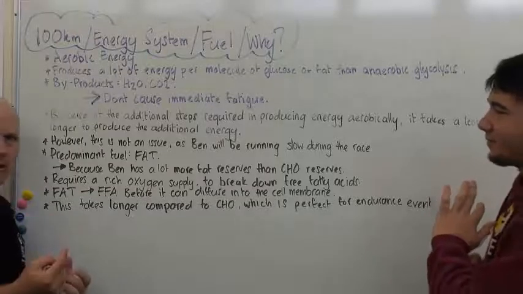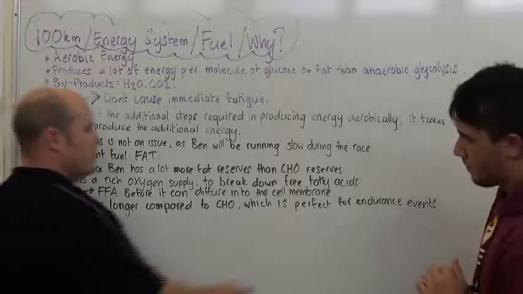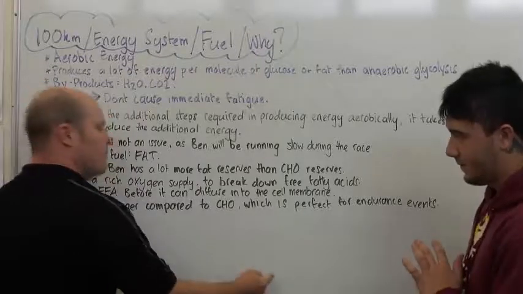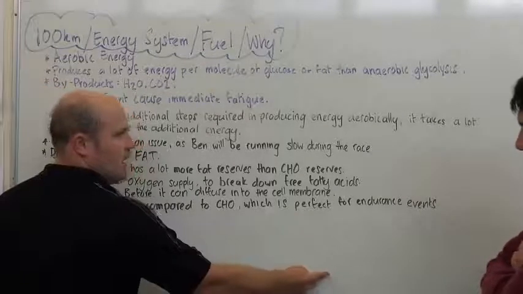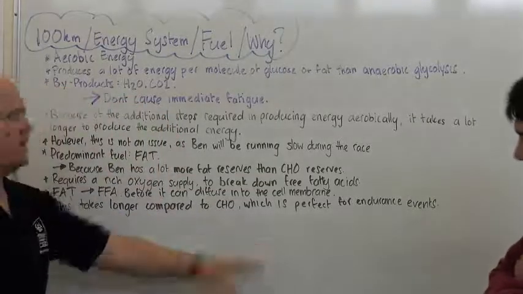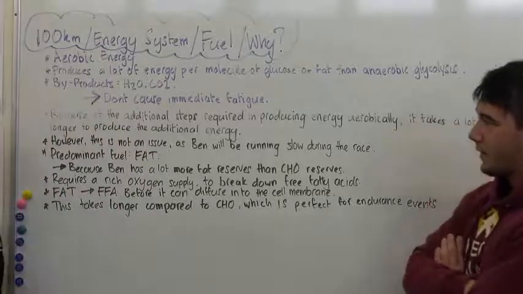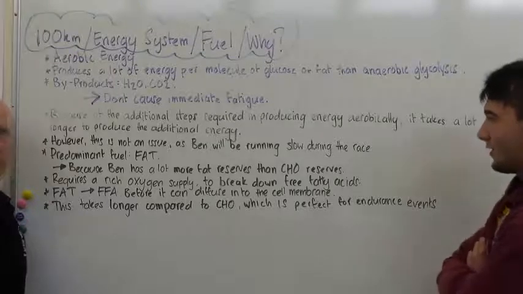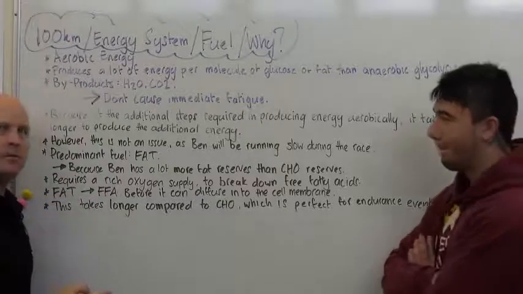Okay, so those additional steps: we broke down glucose into 2 ATP and pyruvic acid, then we needed oxygen to come in, then it had to enter the mitochondria, then we had to go through the Krebs cycle, then we had to go through the electron transport chain. Good. So those extra steps take time, but is this a problem? No, because you'll be running at a slow pace during the race. Good. So if it's a 100k race, I don't need much energy at any one time because I'm not going to be sprinting it.